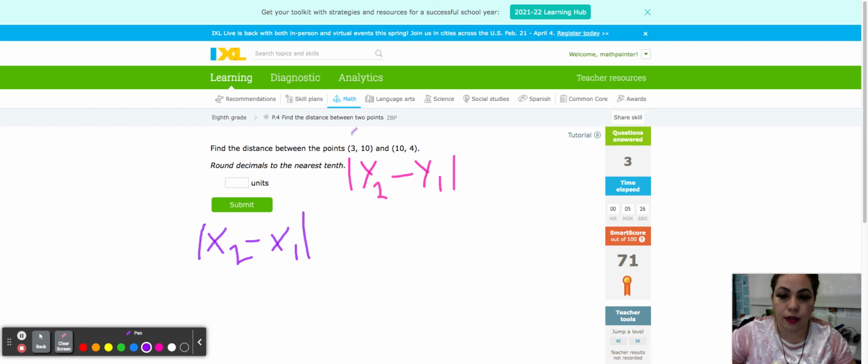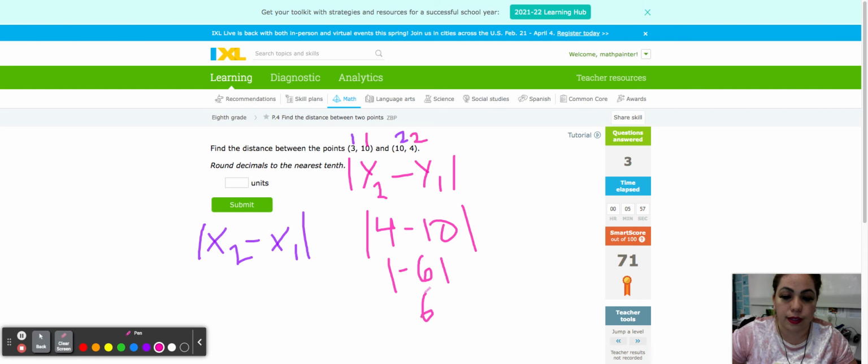All right, for the x1, it's going to be this one, and x2 is going to be this one. The pink one, y1 is going to be this one, and y2 is going to be this one. So y2 is 4, absolute value of 4 minus 10. So 4 minus 10, or you can read it because the negative has the bigger number, 10 minus 4 is 6. We keep the negative, but because we have the absolute value, then that is 6. So we have one side of the triangle, which is 6.